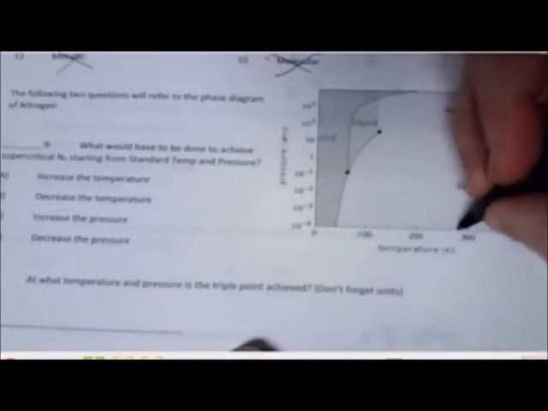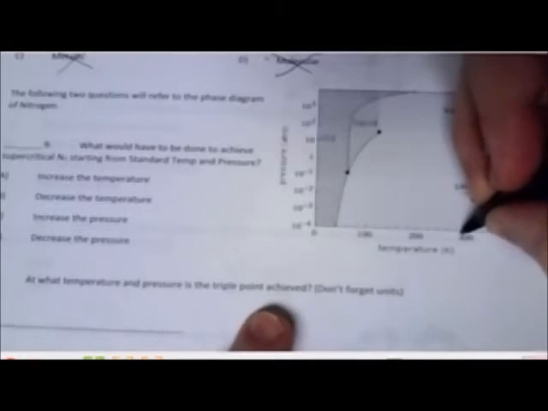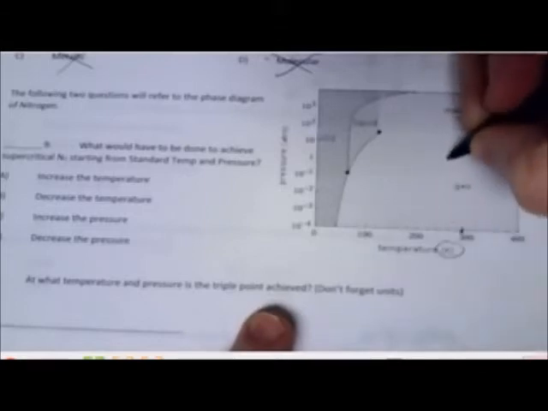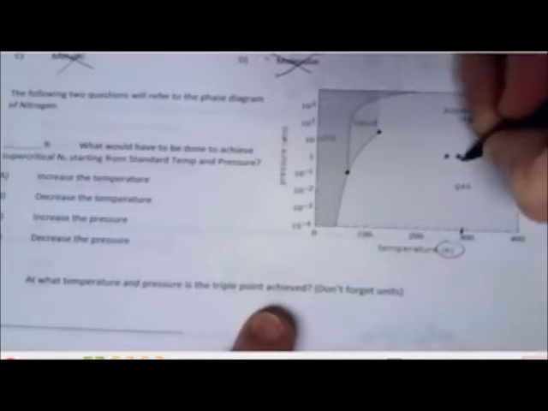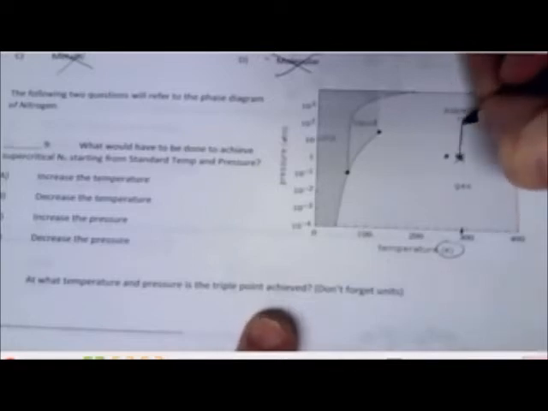Okay, we're going to use the phase diagram for the next couple problems. What would have to be done to get supercritical N2 from a standard temp and pressure? Standard temp, that's about 298. So about, notice it's Kelvin. Pressure would be about here. What I have to do, move up. So that means increase the pressure.